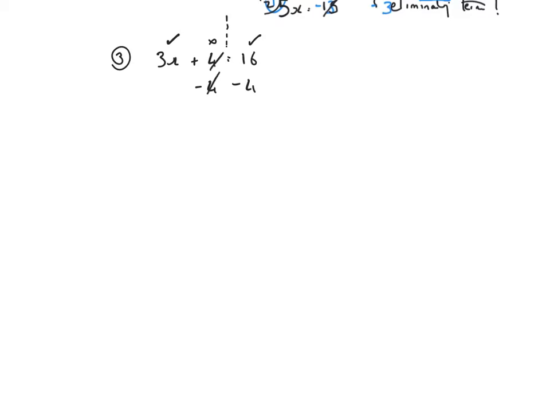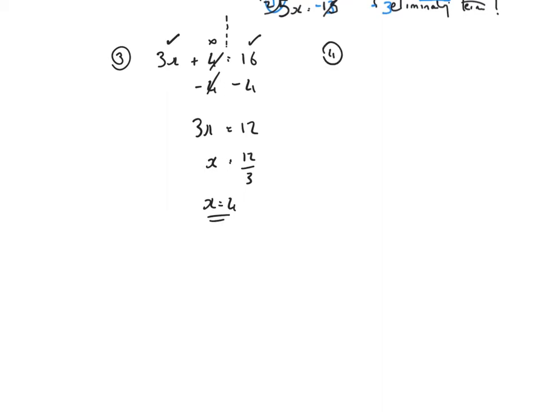Take away 4 from both sides. So what does that leave me with on this side? Well, the 4 take away 4 cancels out, so that just leaves me with 3x on that side, and 16 take away 4 is 12. 3x equals 12. I then bring the 3 down and divide, and I get x equals 12 divided by 3, and x is equal to 4.